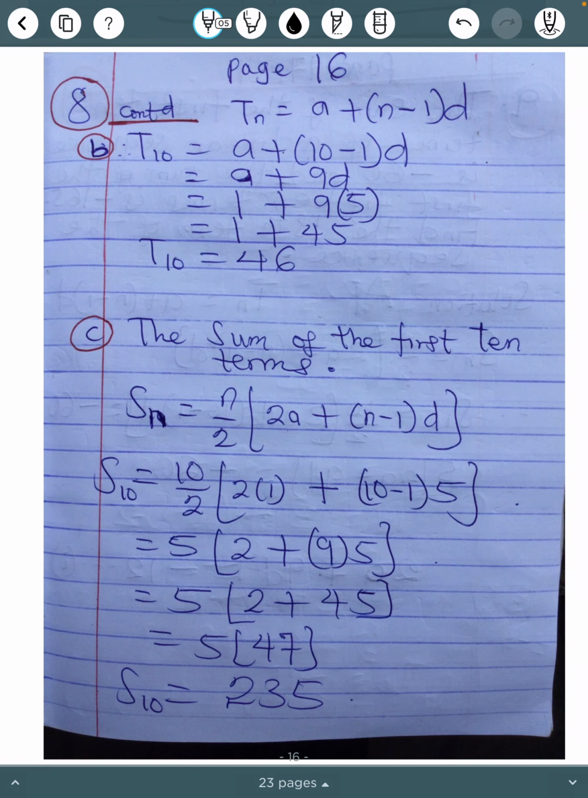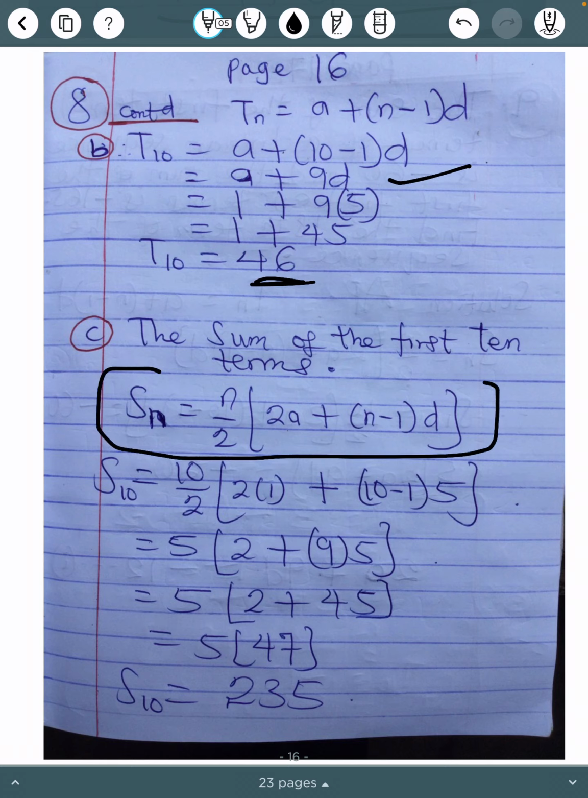Now, to get the 10th term, since I now know my a and d, my 10th term will be a plus 10 minus 1 d. That will give me a plus 9d, and that will give me 46. Now, in question C, I'm to find the sum of the first 10 terms. That gives me Sn.